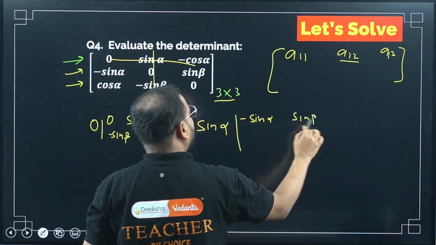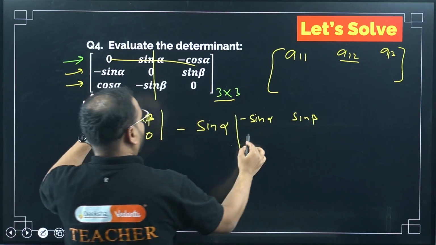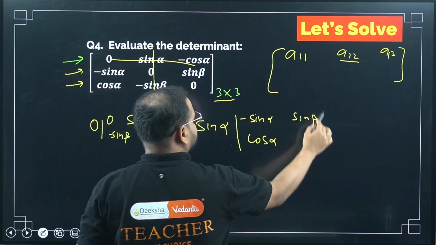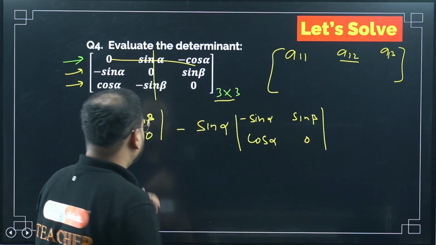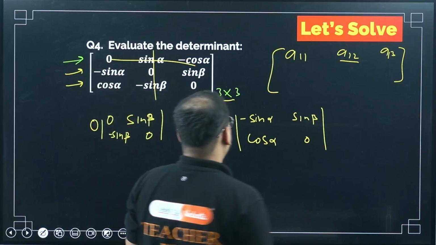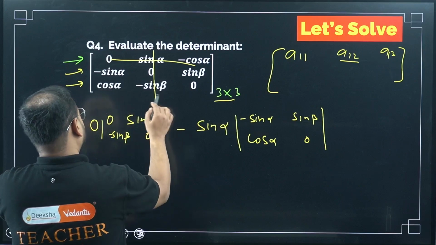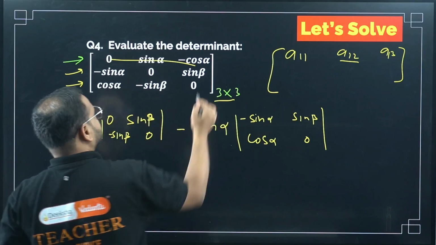Sine beta. Over here, please check. Cos alpha. What is over here? 0. Simple enough. I hope you understand this. Okay. Moving on. Now next what we're going to do? The last element, the third row, so the third column. So cancel this out.